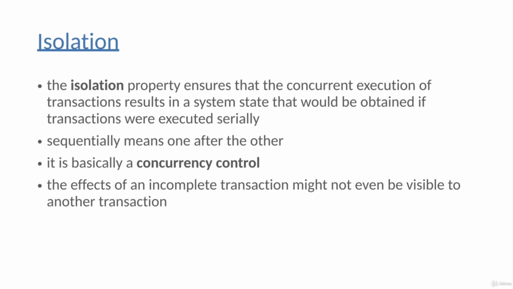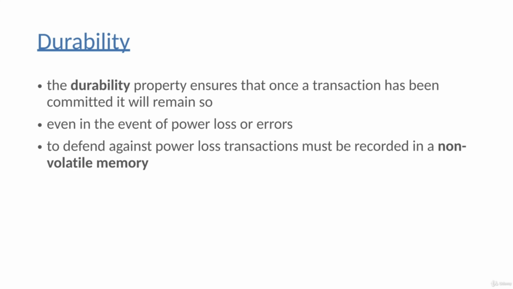Then we have isolation. The isolation property ensures that the concurrent execution of transactions results in a system state that would be obtained if transactions were executed serially, which means in a sequential manner, one after the other. It is basically concurrency control. The effect of an incomplete transaction might not even be visible to another transaction. So it is absolutely crucial.